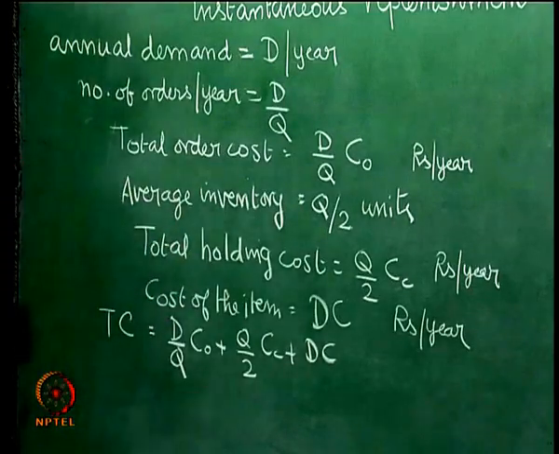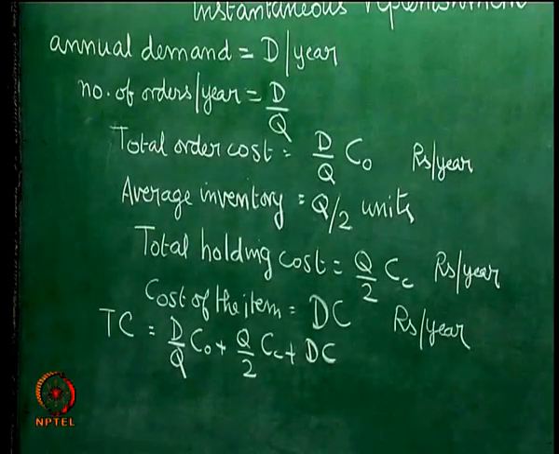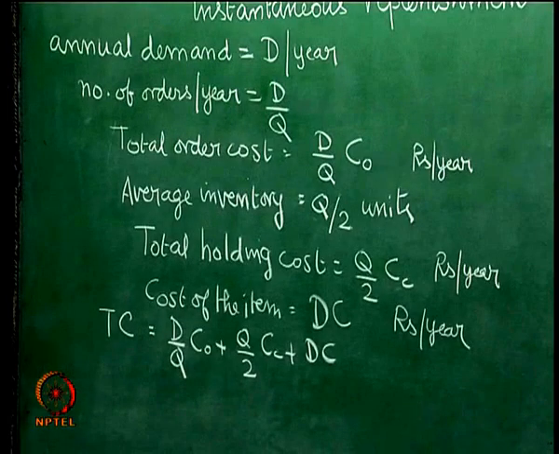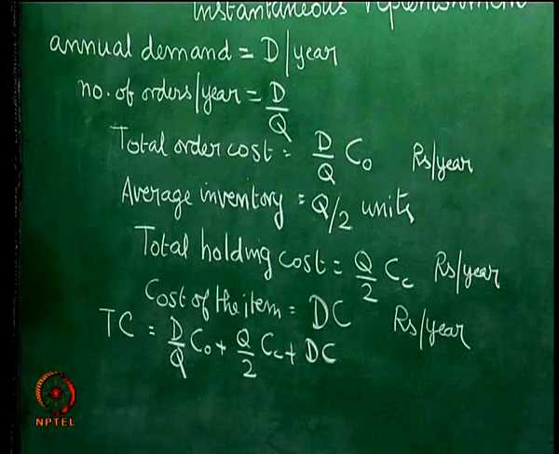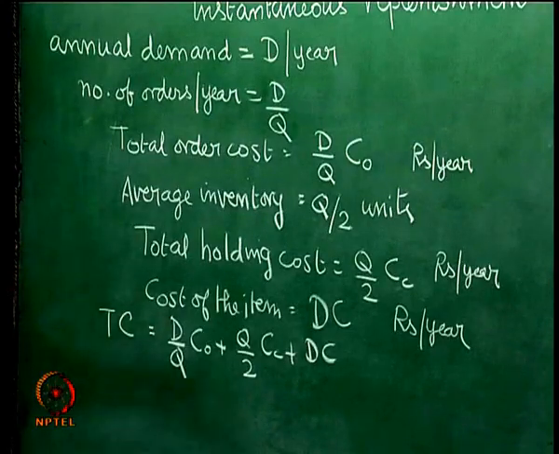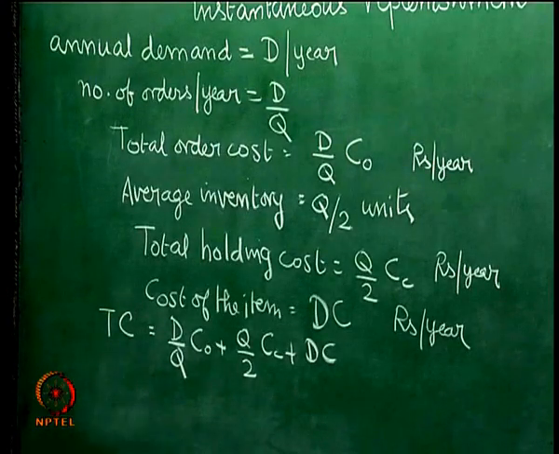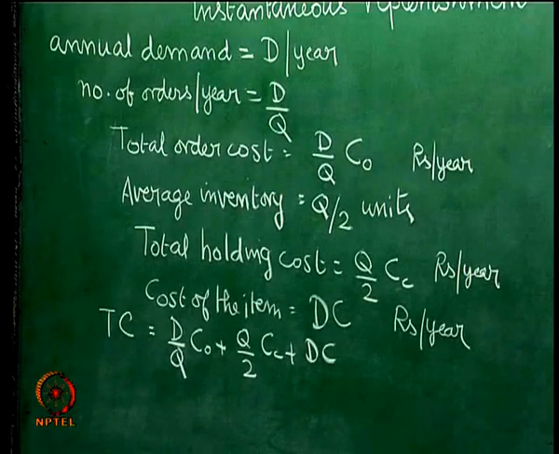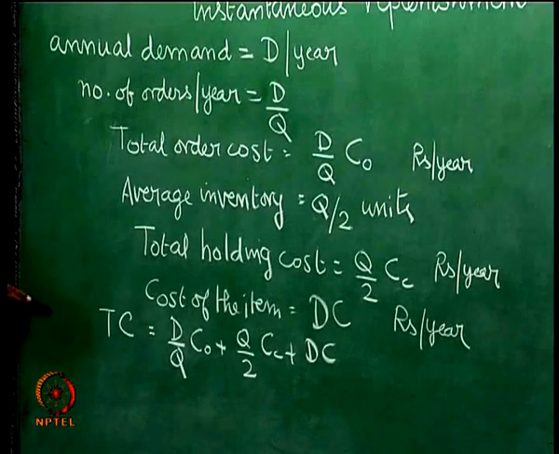It is a single variable nonlinear function. So differentiating with respect to q and setting it to 0, that is, setting the first derivative equal to 0, will give the optimum value of q. Whether it is maximized or minimized will depend on the second derivative. Now our objective is to minimize this Tc.